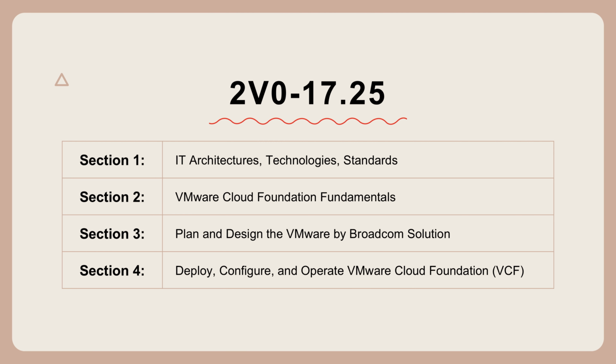The source text breaks this exam down into 4 distinct sections. Section 1 covers IT architectures, technologies, and standards, right? Yep, that's the one. Then Section 2 gets into VMware Cloud Foundation, which we'll just call VCF for short. That covers the fundamentals. Okay, got it. Then Section 3 is all about how to plan and design the VMware by Broadcom solution. And finally, Section 4 covers how to deploy, configure, and operate VCF. So it really covers the whole life cycle. It really does. Okay, let's unpack this.